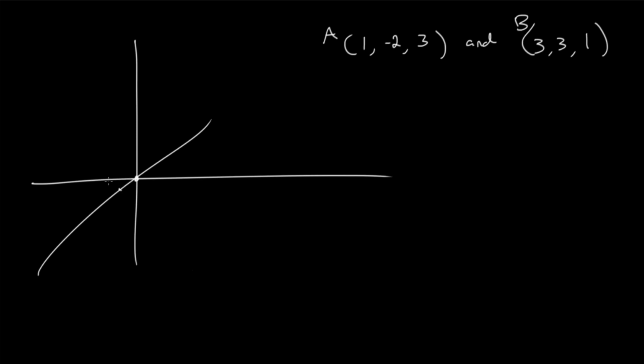We got 1, -2, 3. So that point is going to be about right there. That's going to be our point A. And then we got the point B, (3, 3, 1). So that's going to be a 3, 1, 2, 3, 1, 2, 3, and then up just 1. So we're going to go this far. I'm going to use a different color for this one. I'm actually going to make that first point a different color as well.